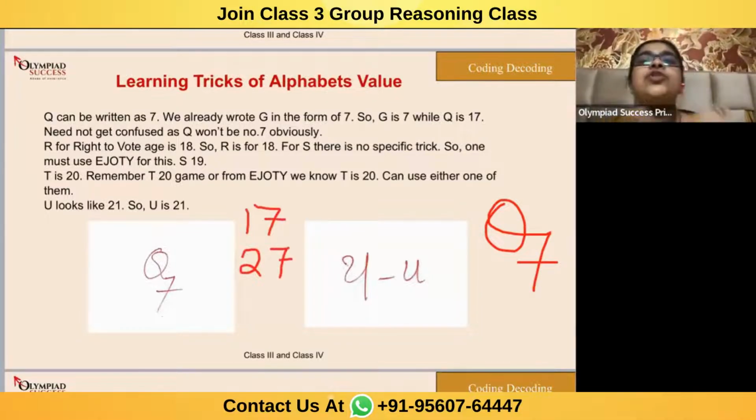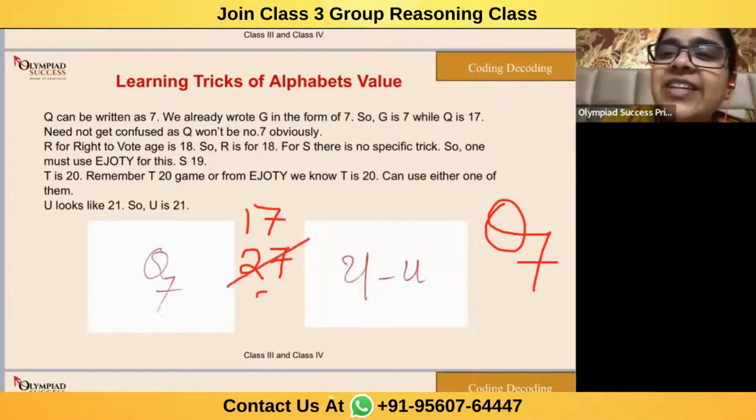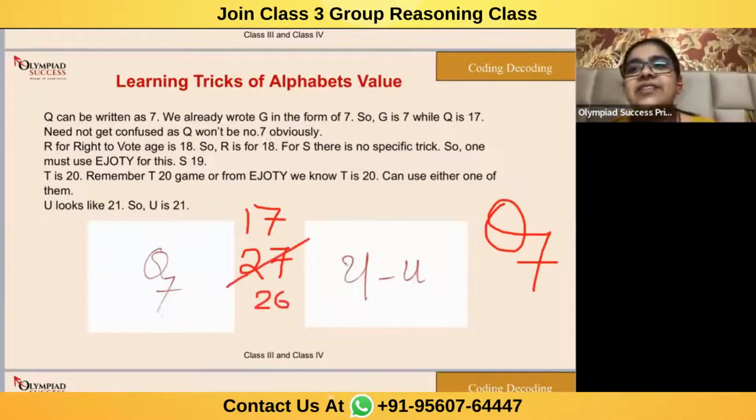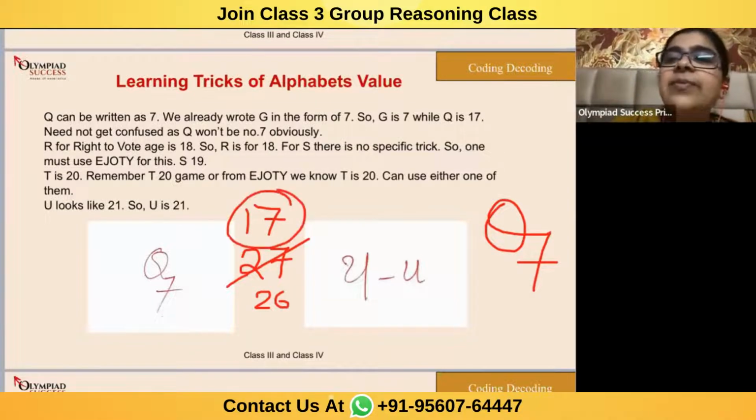And the next number available is 27. 27? No, Swarnim is a big no. Others? 27? Not really, because only 26 letters are there, right? Yes, Leela Khan, it's only 26 letters. So 17 can be the only possible number we can give to Q. Yes, so Q stands for 17.